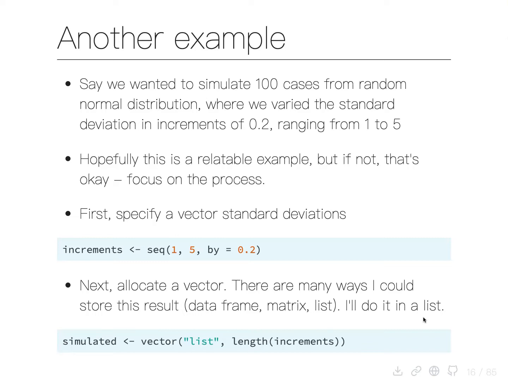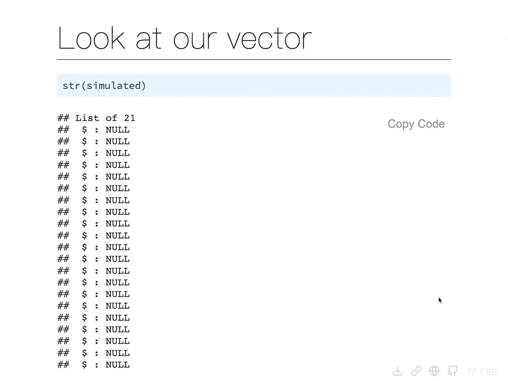So what I'll do then is I'm creating an empty list, and there's a couple of different ways that you can do this, but this is, I think, the most straightforward way. I'm saying I want to create a vector of type list, okay? And I want the length of that vector to be the same length as increments, okay? So let's look at what simulated looks like now. Notice it's a list of 21, and it's just a bunch of nulls, okay? Now what we want to do is we want to fill in each of those with our 100 draws from the random normal distribution with the corresponding standard deviation, okay?